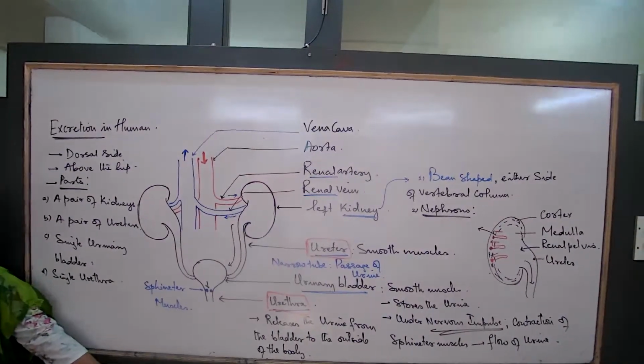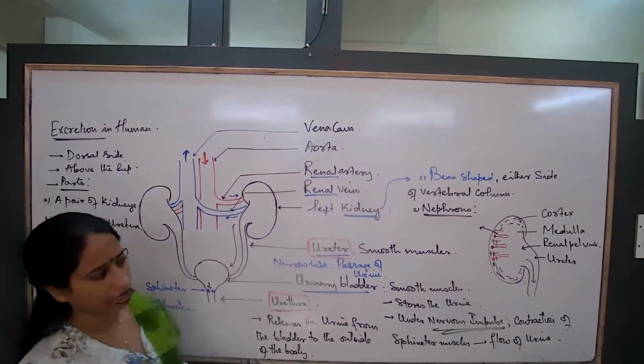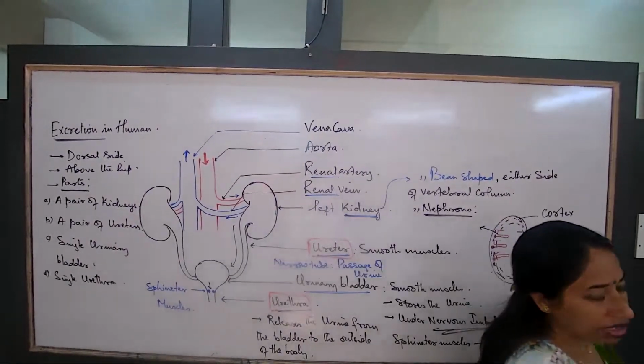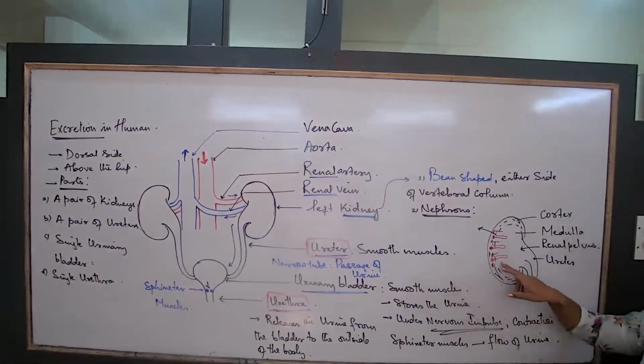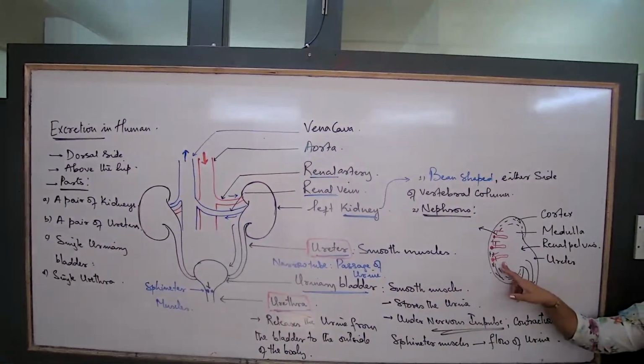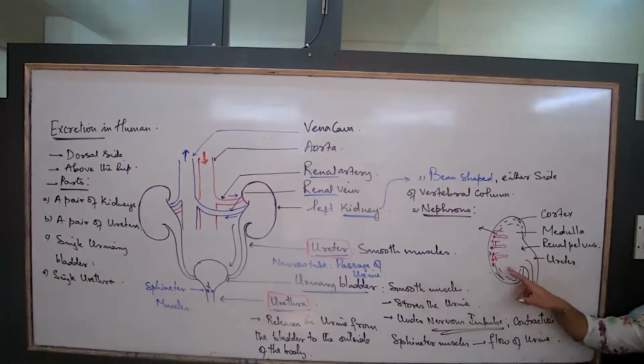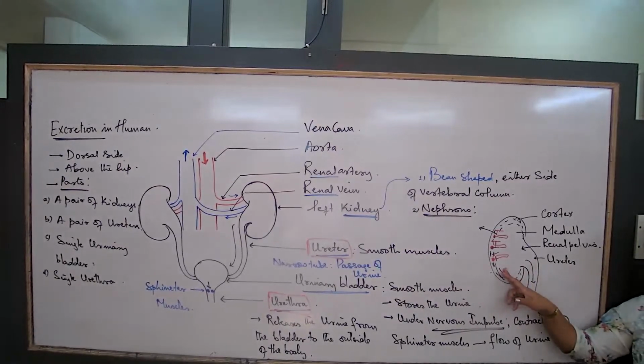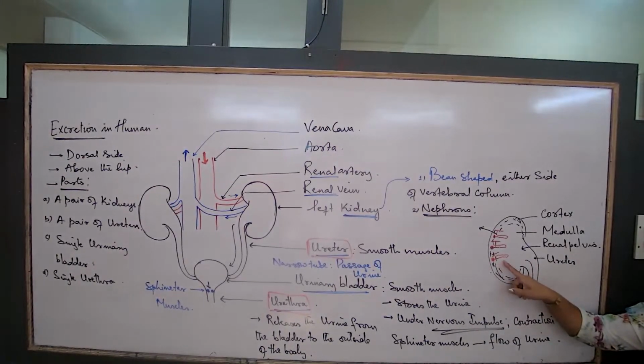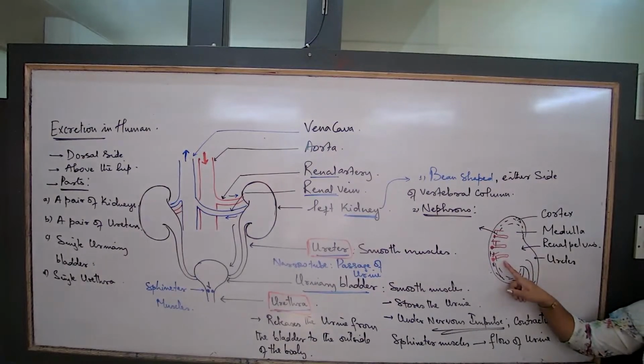Now, next we try to understand, I already showed you the cortex and the medulla, what is present inside the kidney. We have already finished the parts of the system. Now we try understanding what is there inside the kidney. Inside the kidney there are billions of such structures. What are these structures known as? Nephrons.